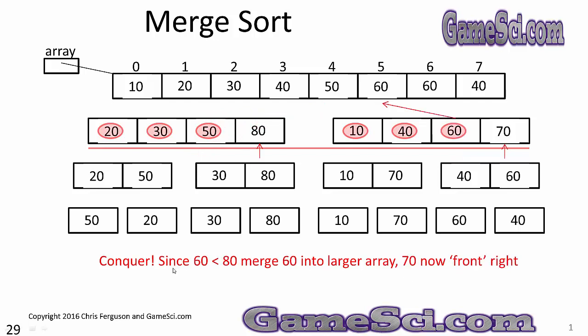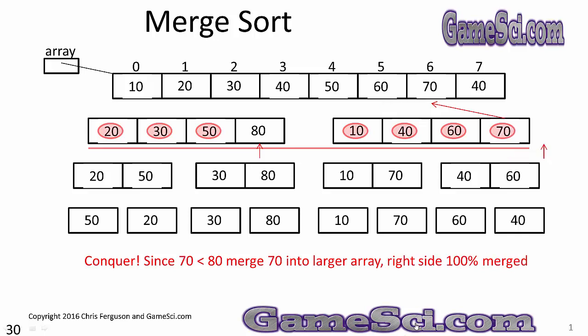Again, we're in the conquer phase. Since 60 is less than 80, we're going to merge the 60 next into the larger array. The arrow moving over here says 70 is now the front. All we have left to merge here is 80 on the left and 70 on the right. And guess who's going to merge next? The 70, of course. During the conquer phase, 70 is less than 80. So we're going to merge 70 in the larger array.